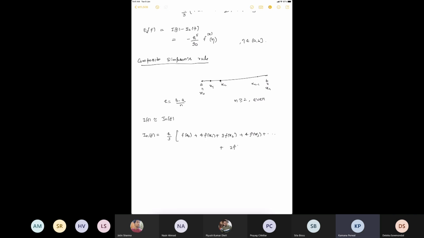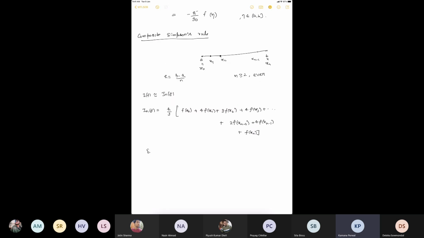So I'm going to write the last 3 terms. So this is going to be f evaluated at xn minus 2 times 2 plus 4 times f evaluated at xn minus 1 plus f evaluated at xn. Right? So this is the composite Simpson rule. And we also obtained the error in the composite Simpson rule, which was given by minus h raised to power 4 times b minus a divided by 80.